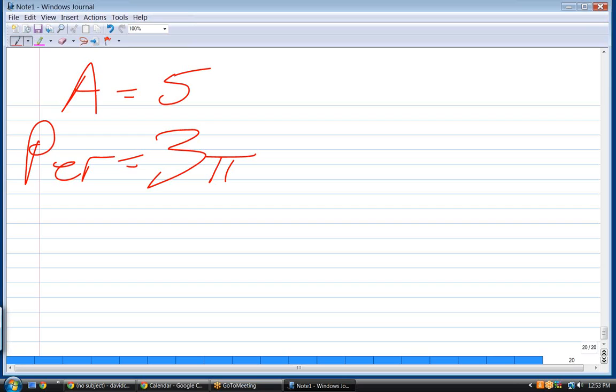They won't probably give you those until they've covered C and D. In other words, you need the phase shift and the vertical shift to handle those kind of word problems. These kind of word problems, it's pretty straightforward. They said this was sine.